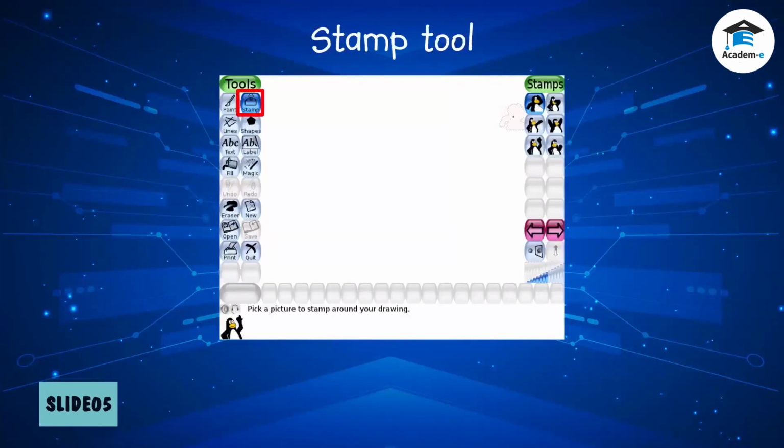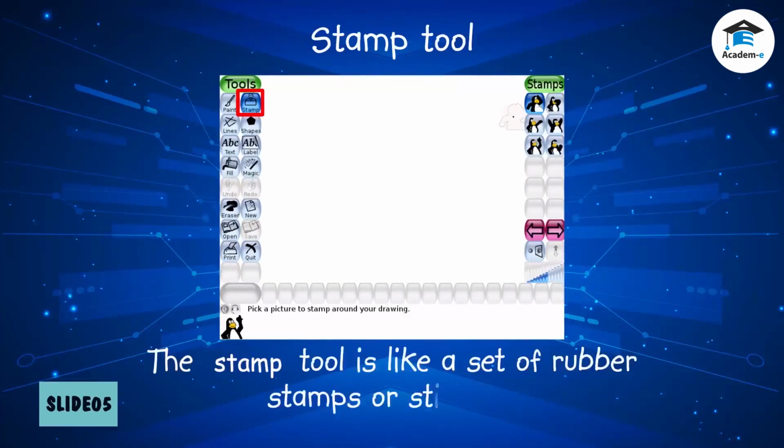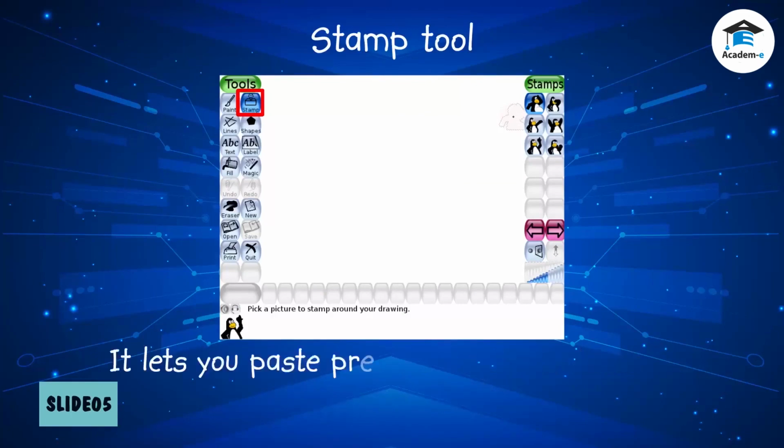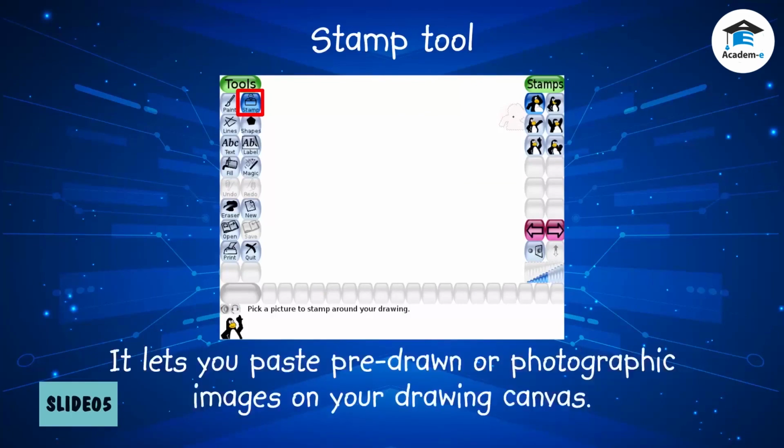Stamp tool. The stamp tool is like a set of rubber stamps or stickers. It lets you paste pre-drawn or photographic images on your drawing canvas.